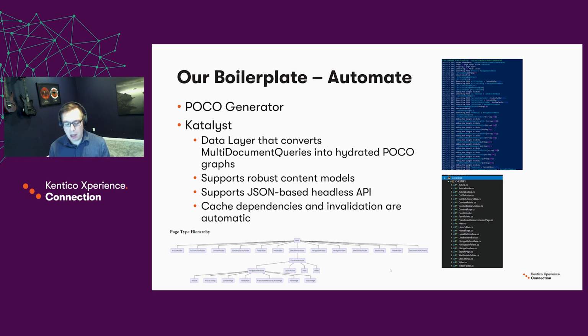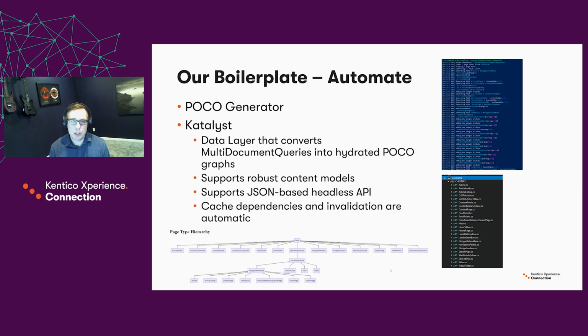On the automation side, this is ongoing automation. The POCO generator is huge for us, and it's part of a tool we built called Catalyst. Catalyst is a data layer, and it lets you convert your normal queries. In Kentico's document API, you use the multi-document query. You give it parameters, and it returns a data set of the results. What Catalyst does is take that data set automatically and turn it into hydrated POCOs. POCOs are plain old CLR objects, so they're just very simple classes.